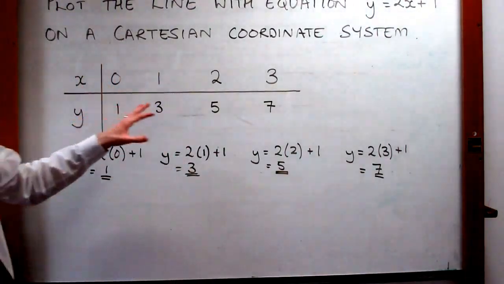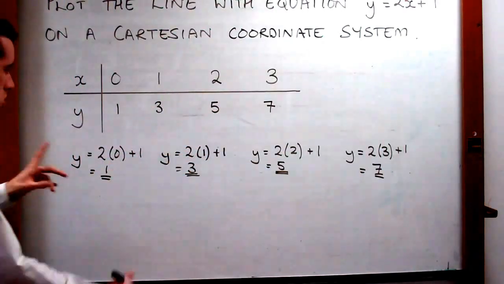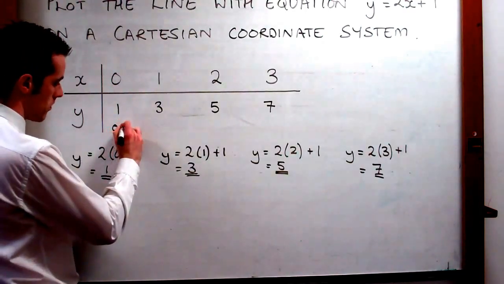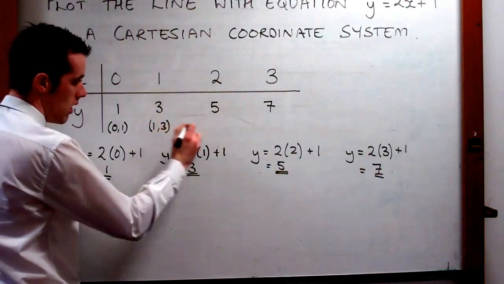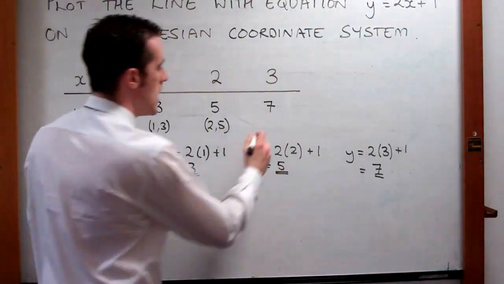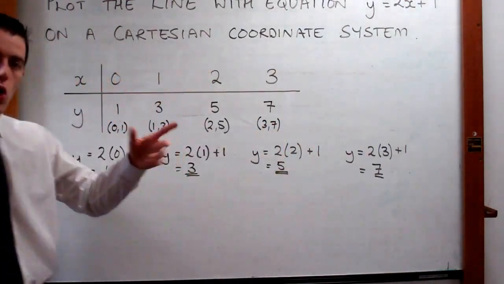Before that, this is just to stop us making little mistakes. I found that this helps a little bit. So if we write down the coordinate underneath, that's going to be 0, 1, and then 1, 3, and then 2, 5. Remember, the x coordinate goes first, and the only reason I'm doing this is to stop you mixing them up.